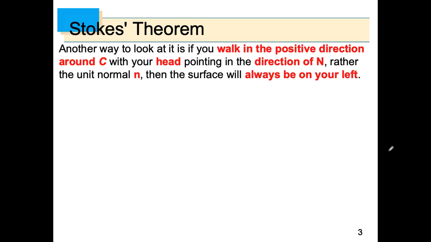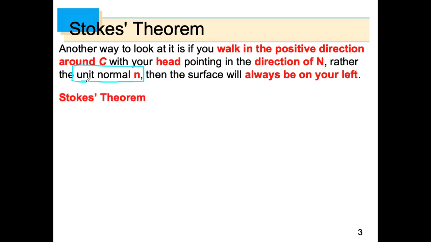Now another way to look at it is if you walk in the positive direction around C, your head pointing in the direction of N, rather what's called the unit normal vector, and that'll be important in this section, so keep in mind what that is. Then the surface will always be on your left. Like earlier, when I spoke to you in previous sections about how it's a positive orientation if you're driving around the lake and the lake's on your left-hand side at all times, whereas you have a negative orientation if you are driving around the lake and the lake is on your right-hand side at all times.